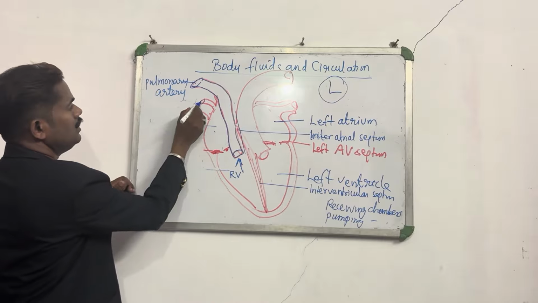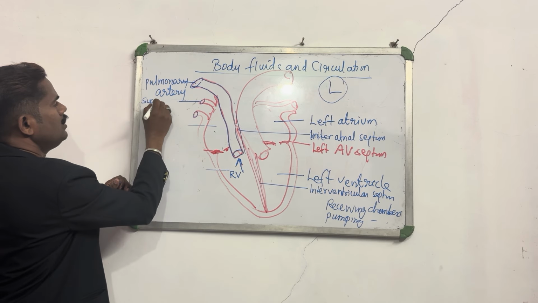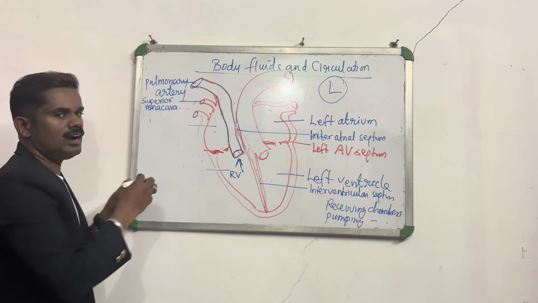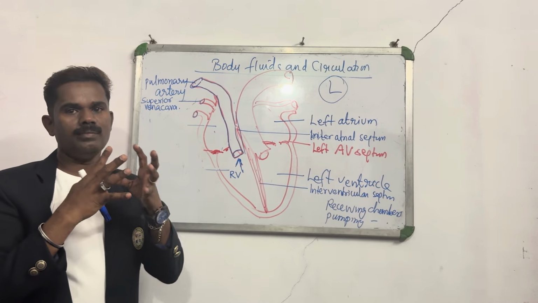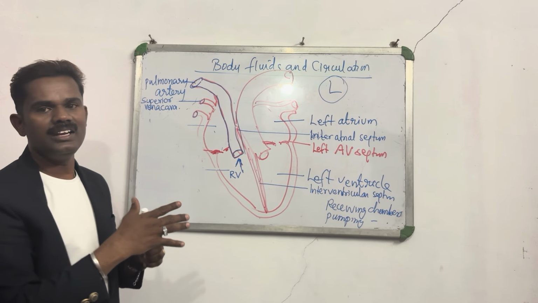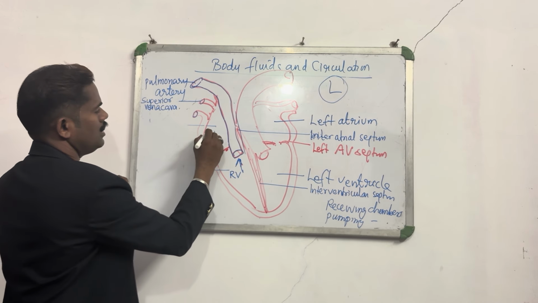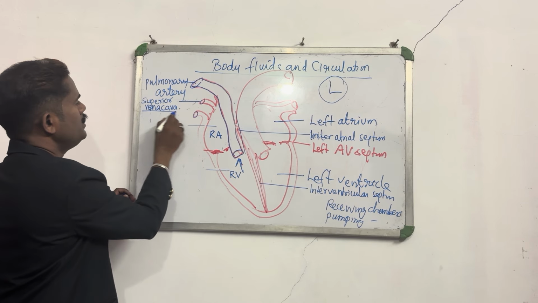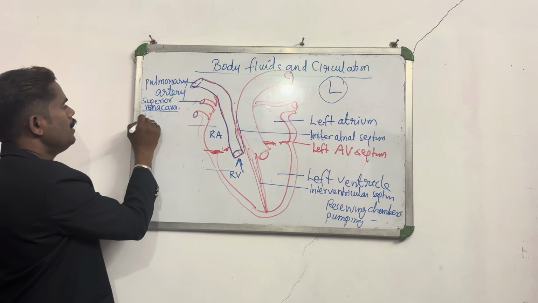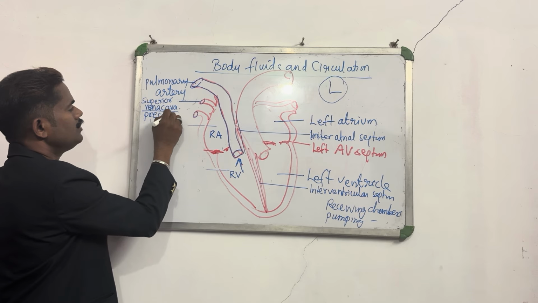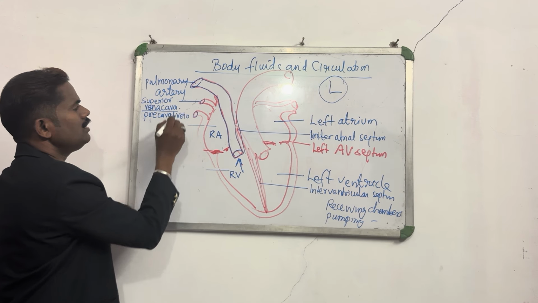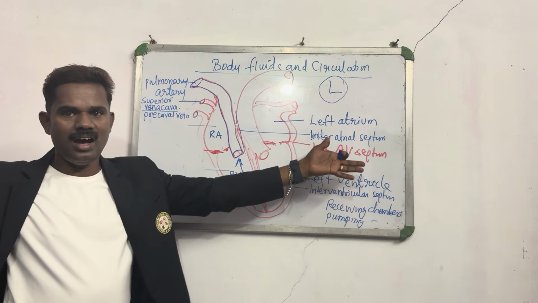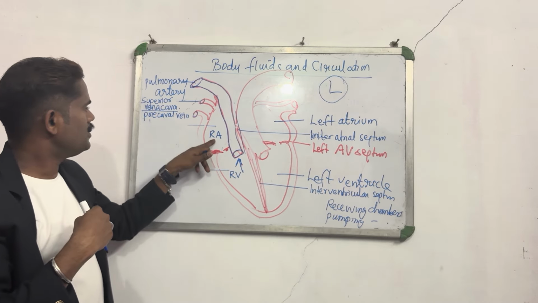So here this is superior vena cava. The vena cava is formed by the union of a large number of small veins, and they bring deoxygenated blood to the right auricle. So here superior vena cava, also known as precaval vein, brings deoxygenated blood from head, neck and arms to the right auricle.